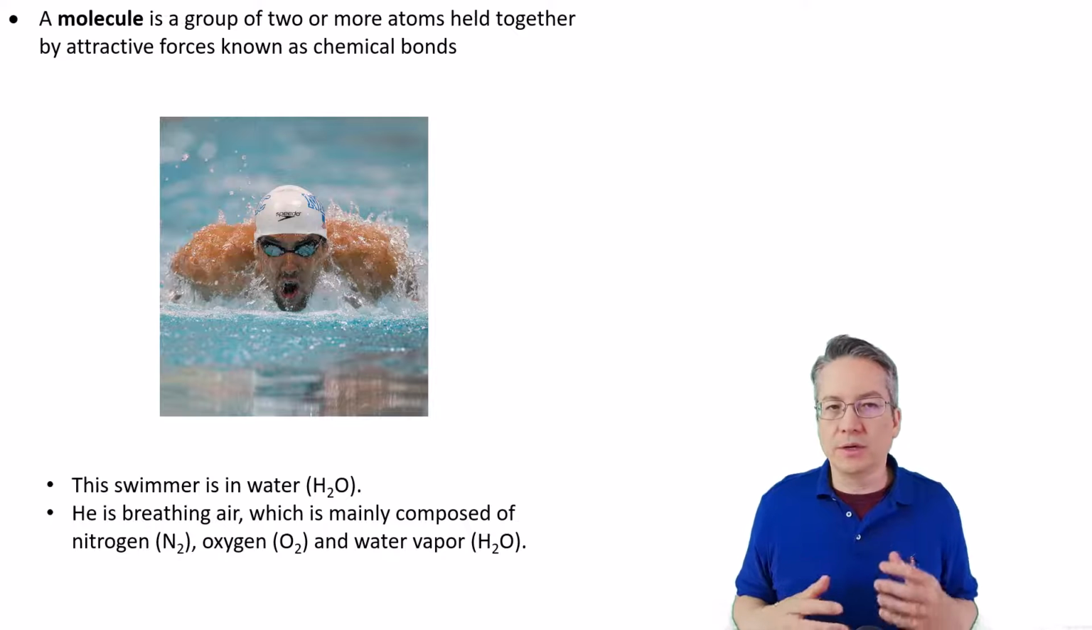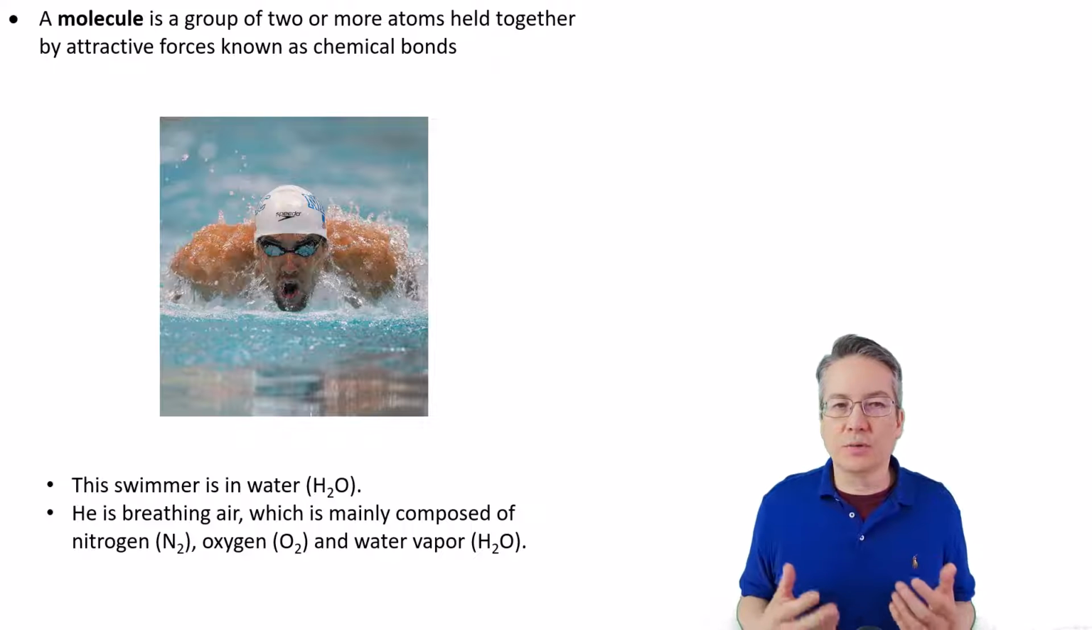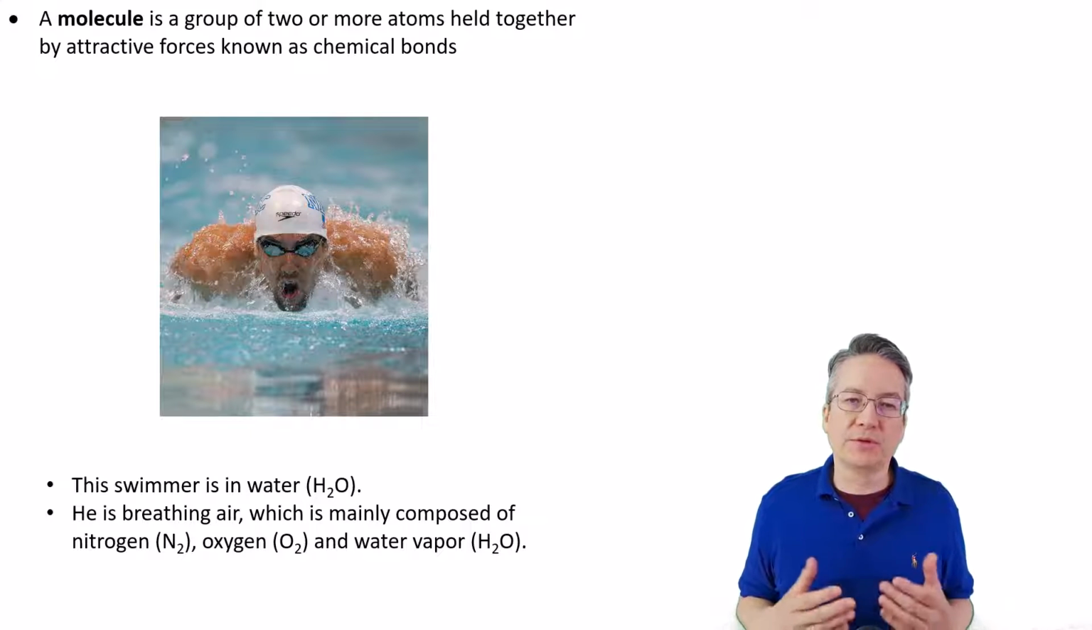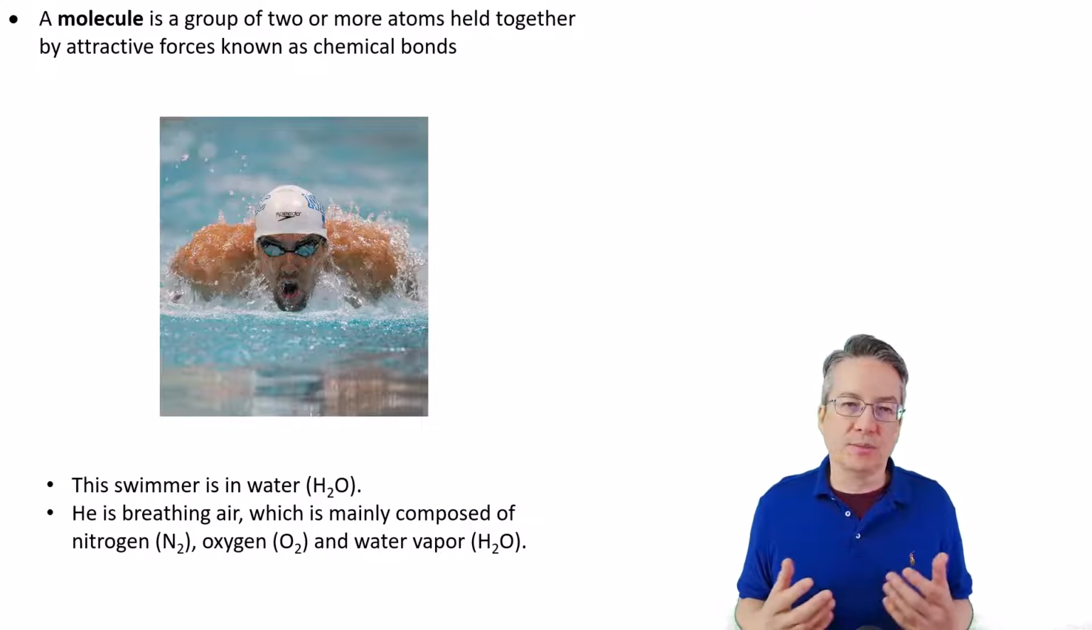In this video, we're going to discuss how molecules are formed through what are called covalent bonds. First of all, what is a molecule? A molecule is a group of two or more atoms held together by attracted forces known as chemical bonds.